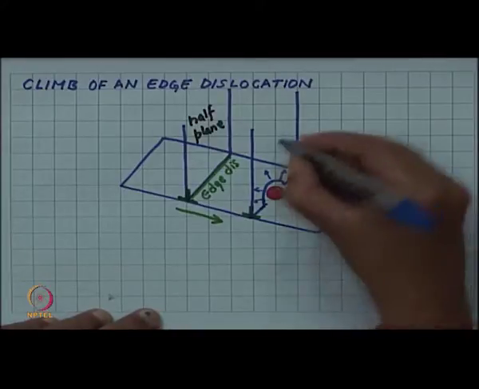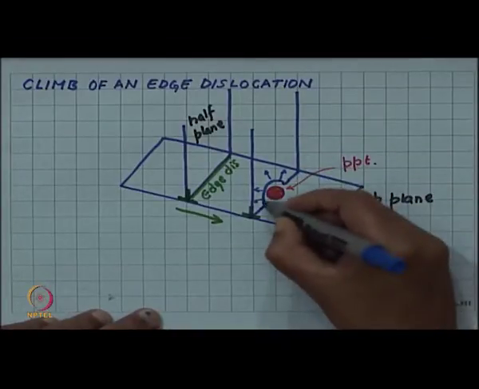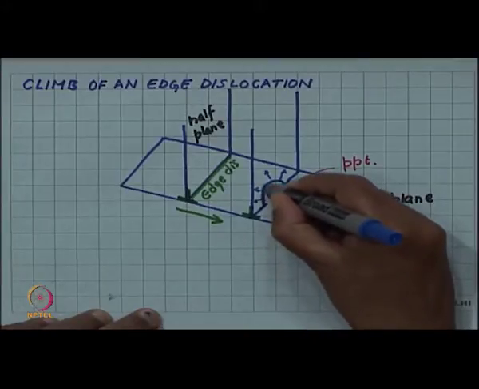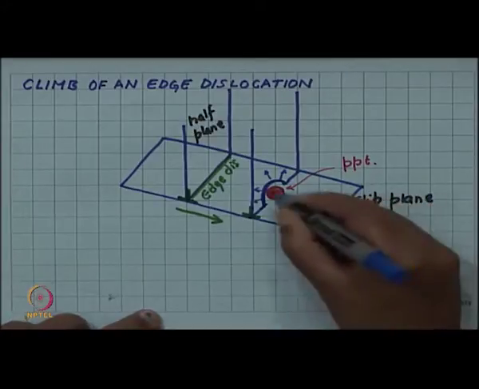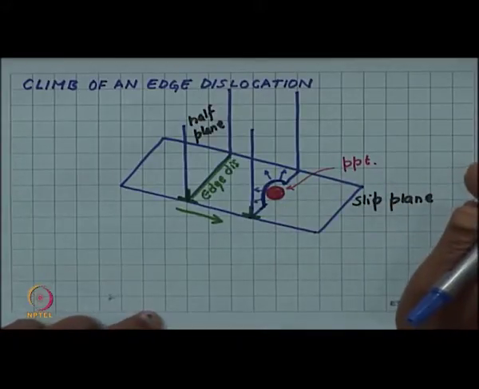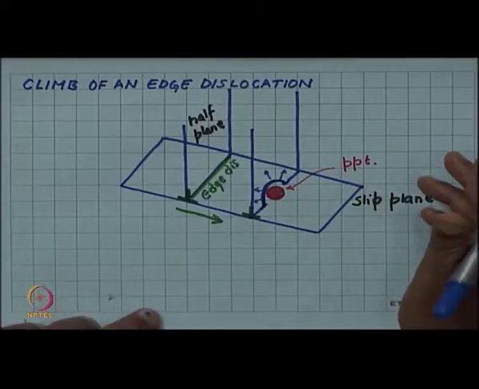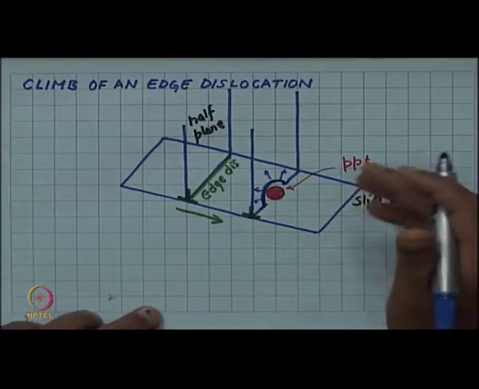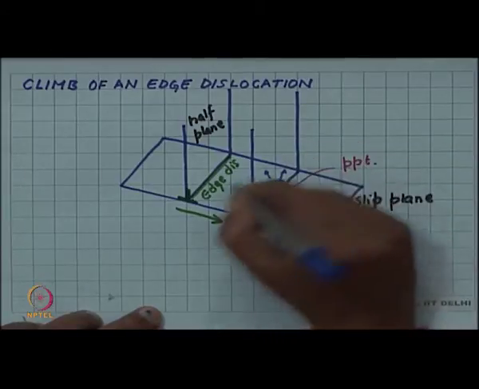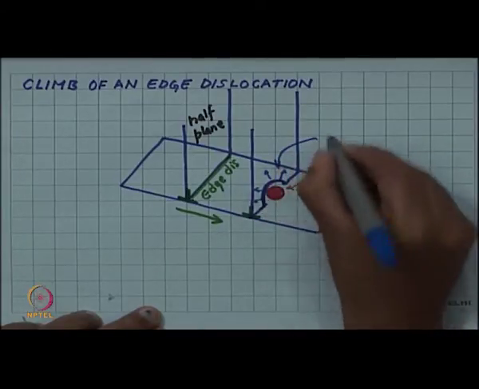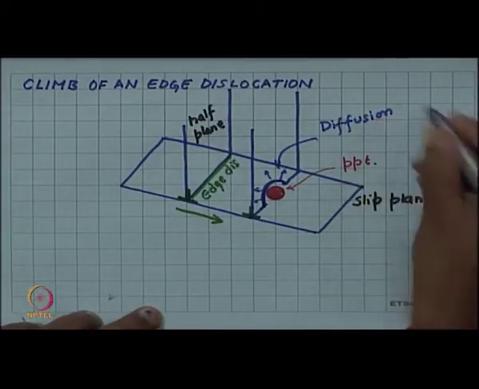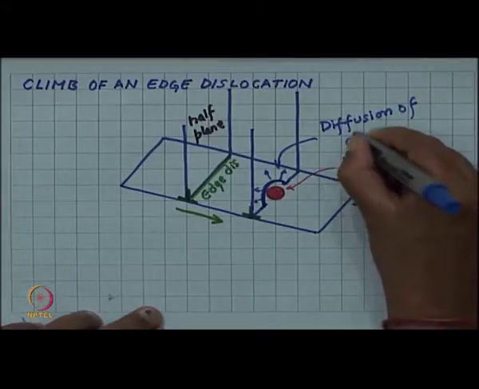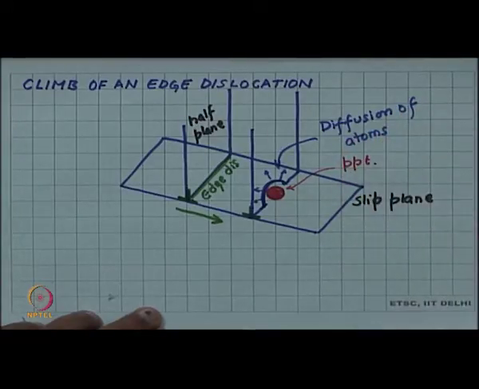Which is what we call climb up. So, this segment of the dislocation line has climbed up, and thus is able to avoid the precipitate, and the dislocation line can continue to move. This does not require any higher stress, only requires a higher temperature for this diffusion to happen. So, diffusion of atoms are involved in the climb of edge dislocation.